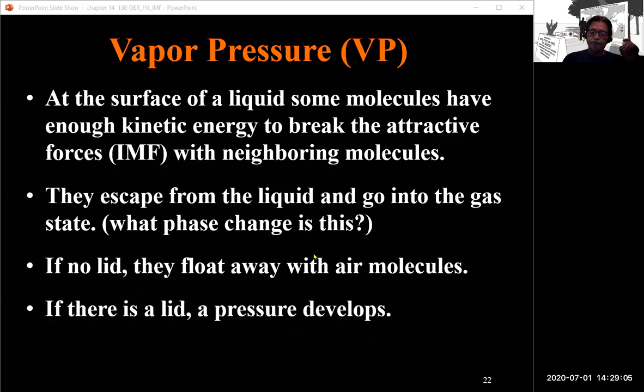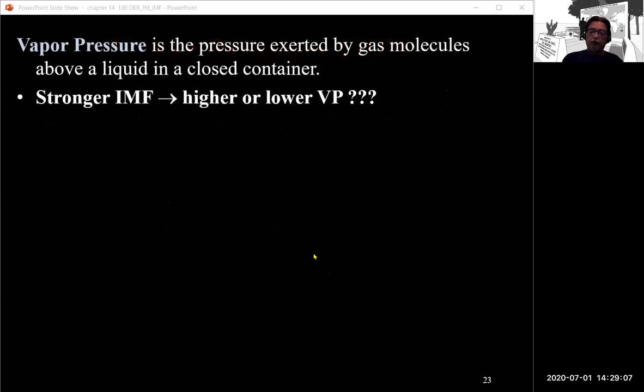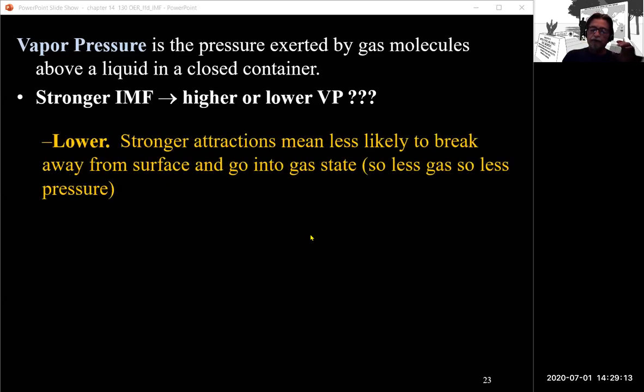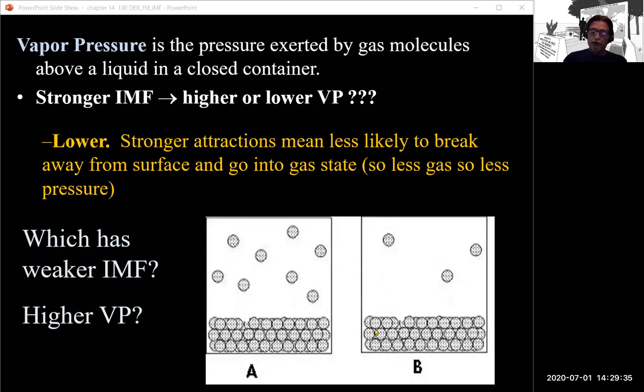Now, if you have strong IMF forces, you're going to have a lower vapor pressure. Why? Because the molecules in the liquid are going to be held tighter with each other, and therefore fewer molecules are going to go into the gas phase.